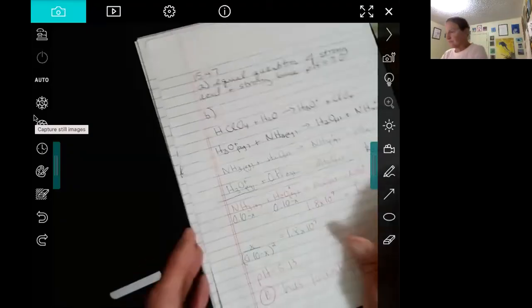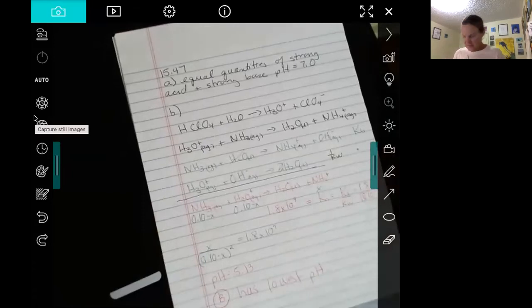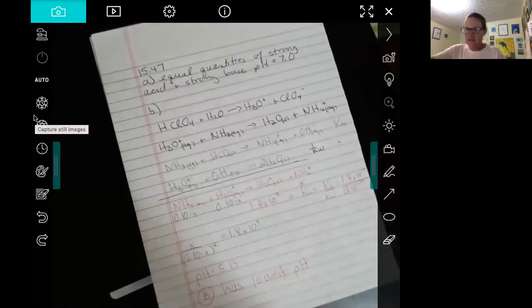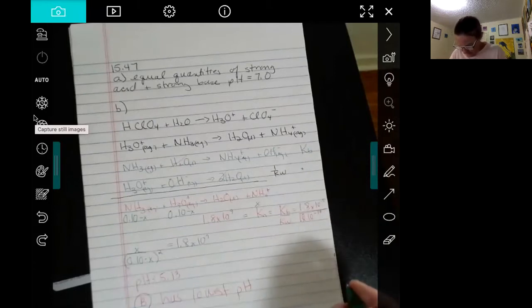Okay, so start by reading 1547 with me. So have your textbook out because that's kind of hard to show on the screen and get it big enough. So 47 asks you, which of the following mixtures has the lowest pH?